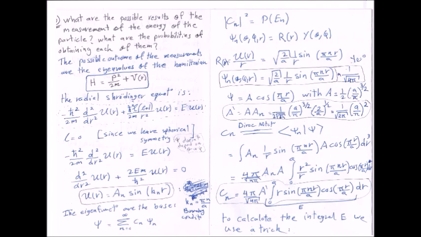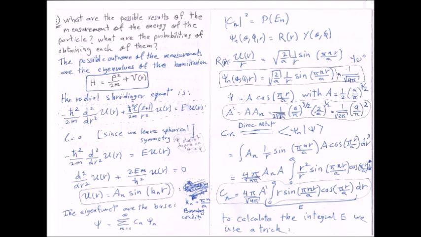But here he asks about the energy of the particle and the possible outcomes of the measurement of the energy. The possible value of the energy is the eigenvalue of the Hamiltonian, which is given by p squared over 2m plus V(r). To solve the problem, we use the radial Schrödinger equation, which is minus h bar squared over 2m d squared over dr squared u(r) plus h bar squared over 2m l(l+1) over r squared u(r), which is equal to E u(r). And here we use the spherical symmetry because there is no dependence of the wave function on theta and phi, and there is only dependence on r.